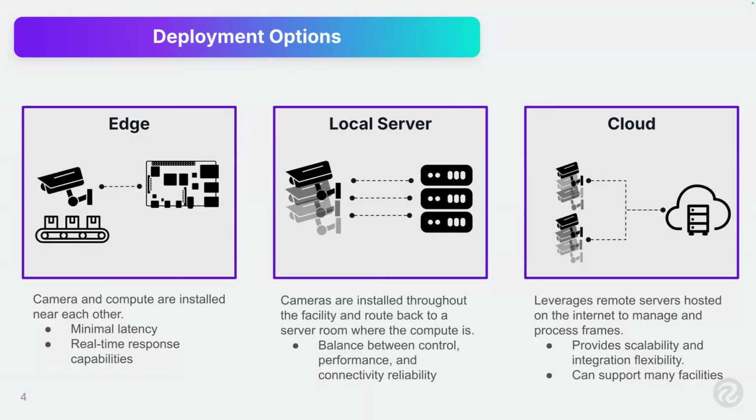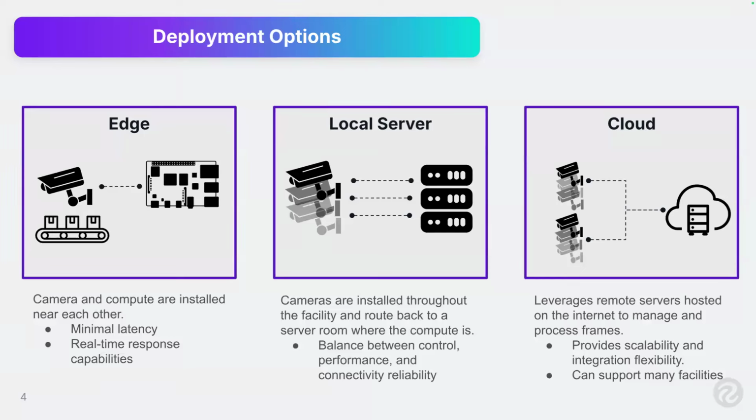And then the third one is cloud. You have all these cameras in your facility, and it might be multiple facilities, two or three, and instead of a local server, they ultimately route back to the cloud. Basically the cloud is where you host your inferencing and your compute. So there's three different ways to look at it.